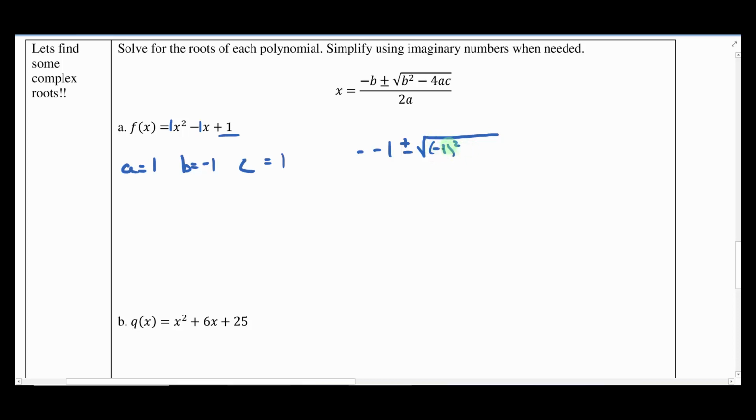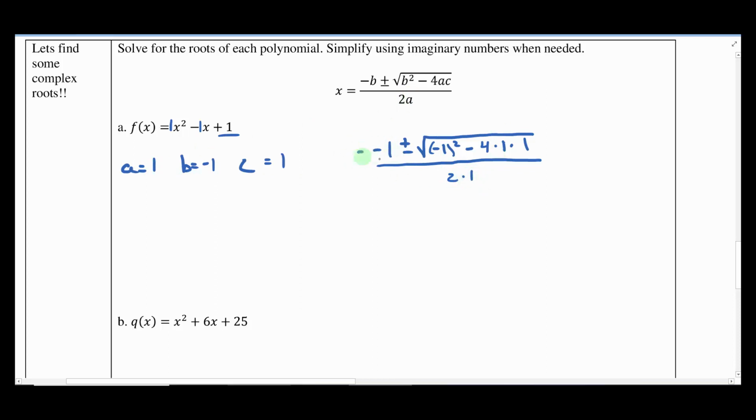Notice how I put that in parentheses. That's really important, especially if you're going to try and use the calculator to simplify this expression. You want to make sure you put that negative in the parentheses before you square it. Otherwise, the calculator will not give you the correct answer there. We're going to go minus 4 times a, which is 1, times c, which is also 1. This is all over 2a. So 2 times a, 2 times 1. There we go. And then we just simplify piece by piece.